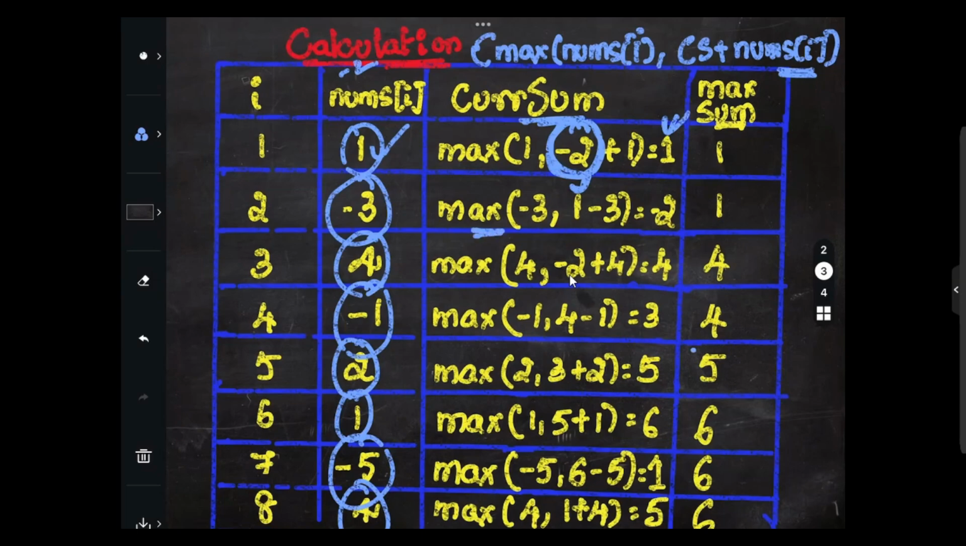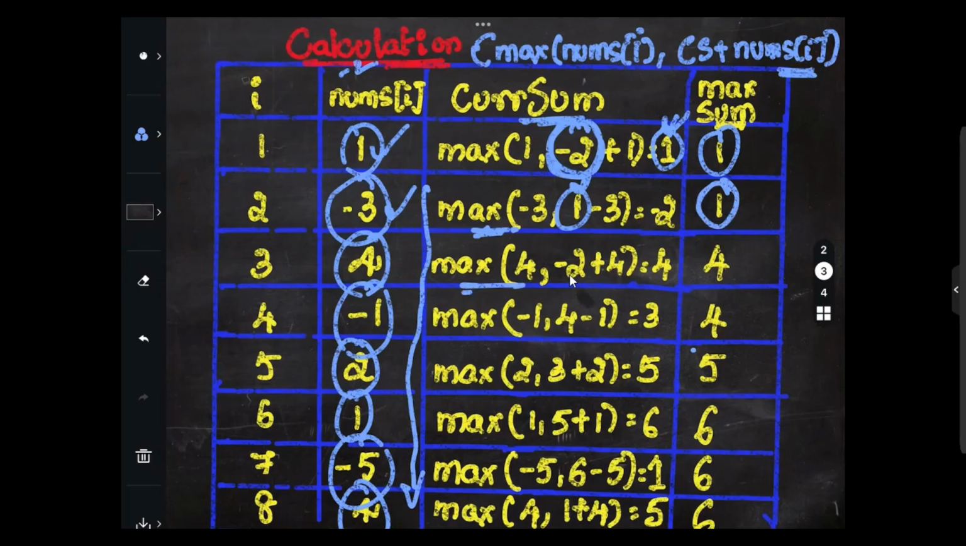So let's come to the second part. The same goes for all the rows present in the table. Current sum we calculate the same way for all these rows. Here nums of i is -3, and the current sum is 1, so 1 plus -3 will be -2. So this will be max of -3 comma -2, which is -2. The maximum sum till now remains the same, 1 itself.